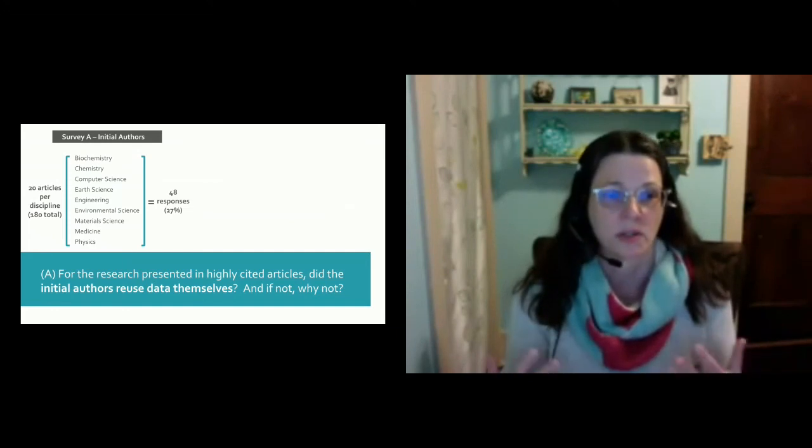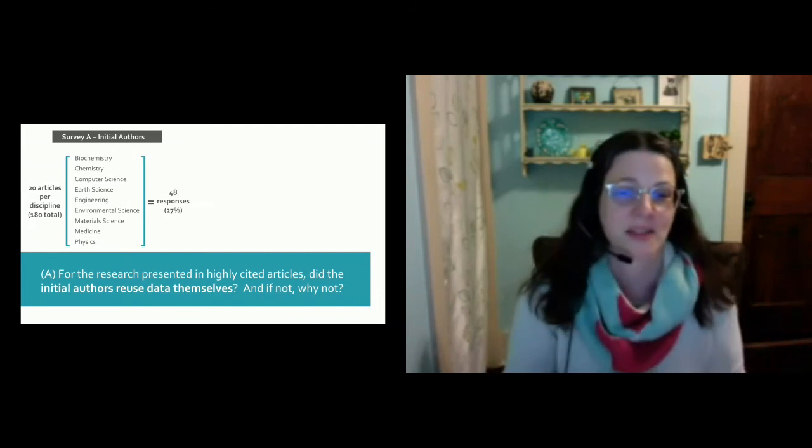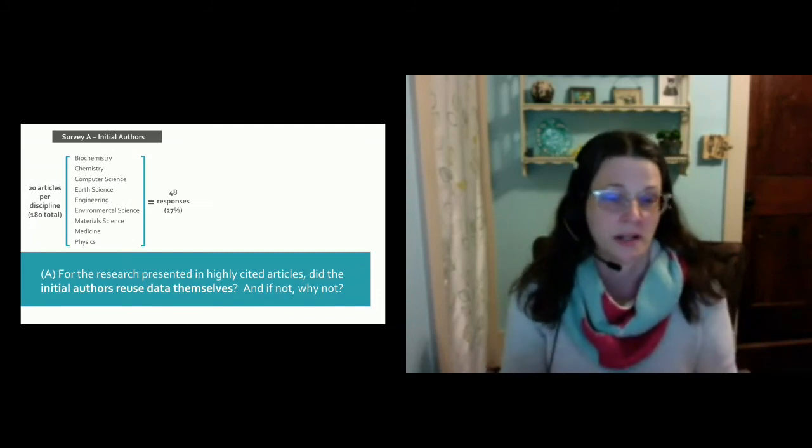In the first part, survey A, we used the Scopus database and the API to find highly cited articles across 9 disciplines, where the corresponding author was from the University of Illinois, since that's where we'd been hearing some of this disconnect. We had 49 responses, a 27% rate.